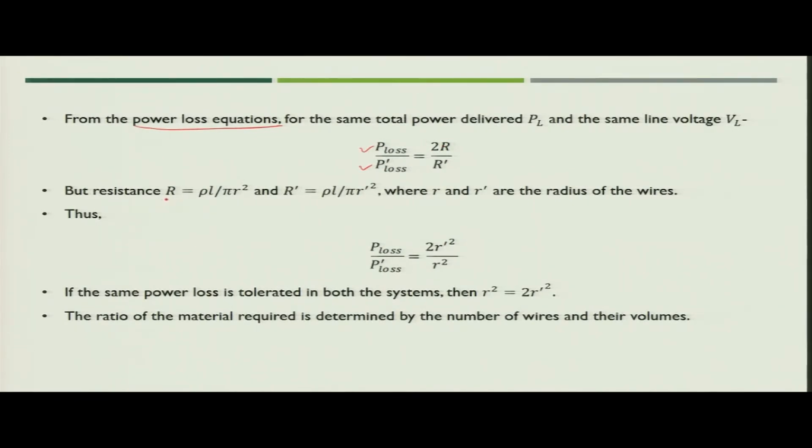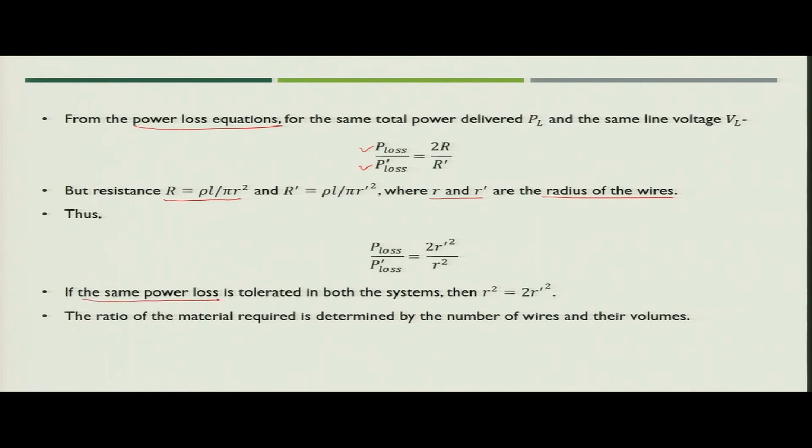Now, the resistance R of the wire in the single phase system, we can write as rho L, that is the length of the wire, divided by pi R square. Similarly, for R dash we can write rho L upon pi R dash square, where R and R dash are the radii of the wires. If you put these values in this equation, you get P loss divided by P dash loss equal to 2 times R dash square divided by R square.